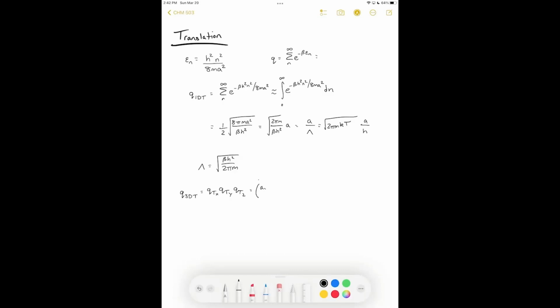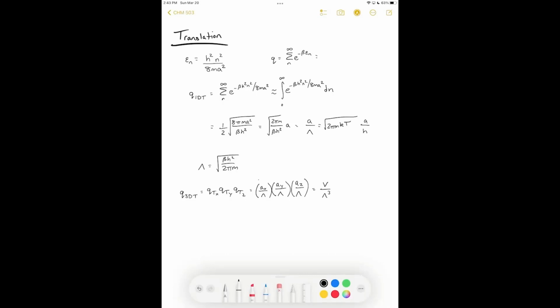We can say that that is the x length of our volume over the thermal wavelength. And then translation in the y direction would simply be whatever the y length is. And translation in the z direction would simply be whatever the z length is. Now, what do we have? Well, we have three dimensions that are all one-dimensional distances multiplied to each other. So this is simply the volume over the thermal wavelength cubed in this case.